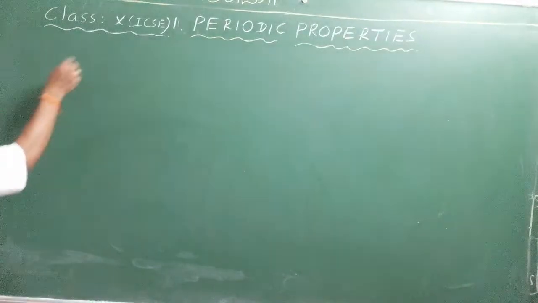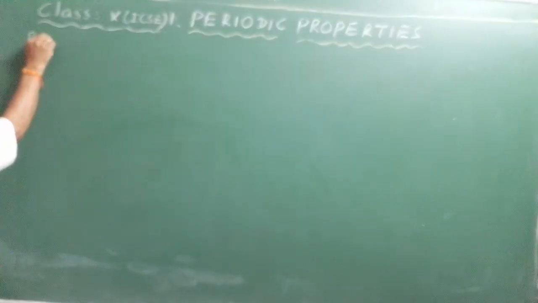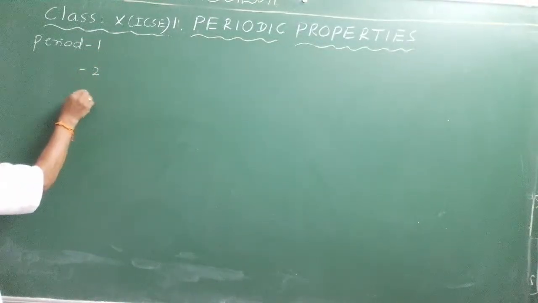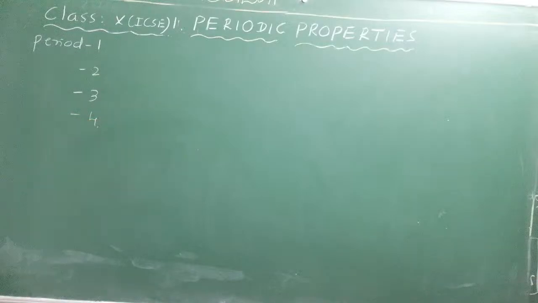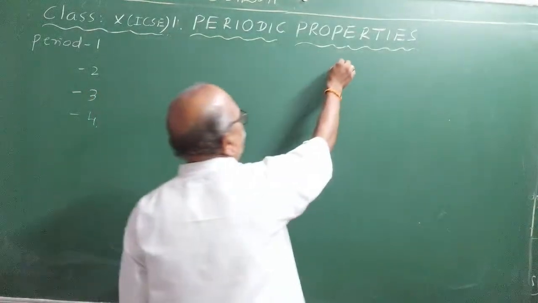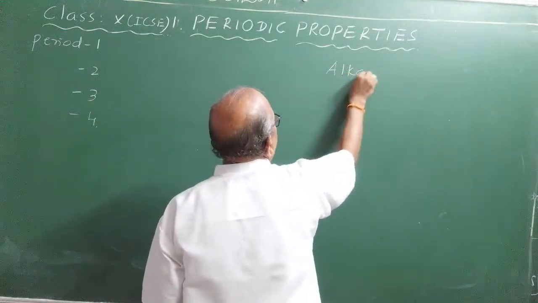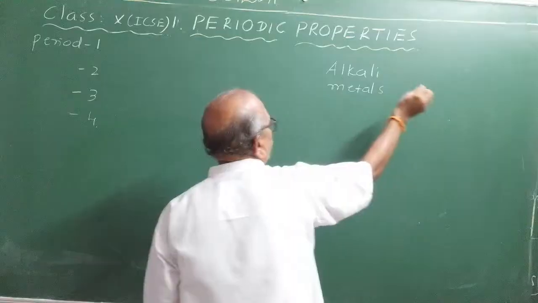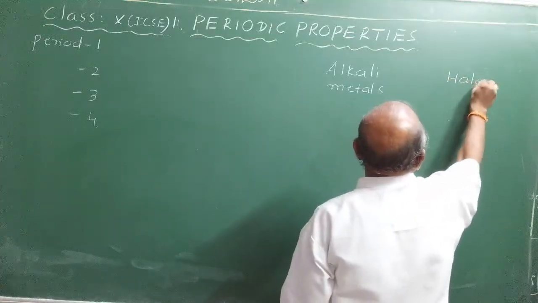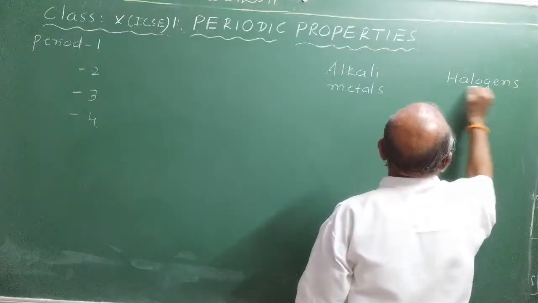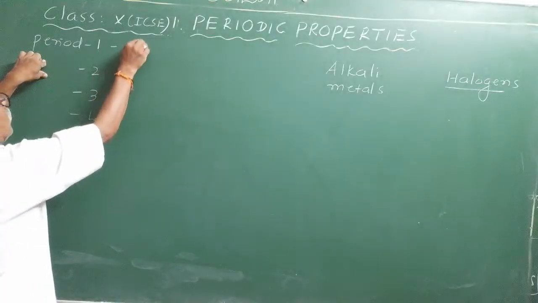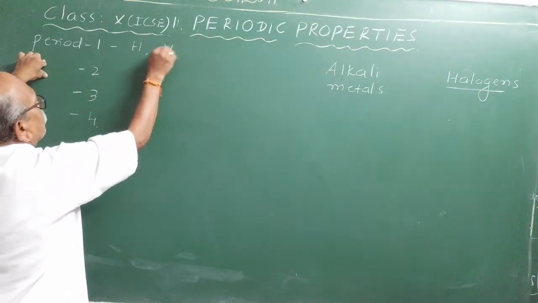As per the ICSE guidelines, you must know the elements; periodic properties you have to study with reference to period 1, period 2, period 3, period 4. In groups, they have clearly mentioned in the syllabus, with reference to alkali metals, most electropositive, and the halogens group. In groups, you have to remember these. In the periods, you have to remember the first period. First period consists of only 2 elements, hydrogen and helium.